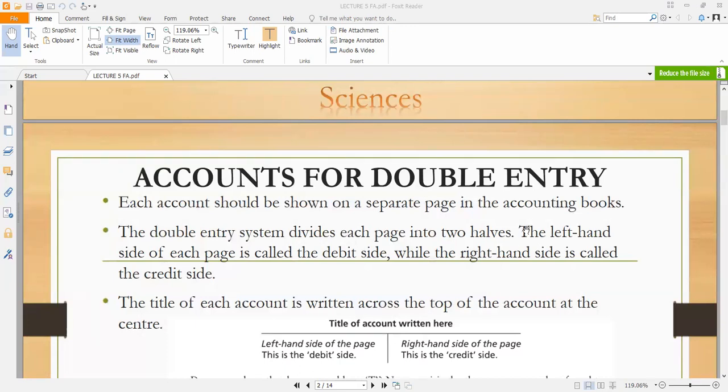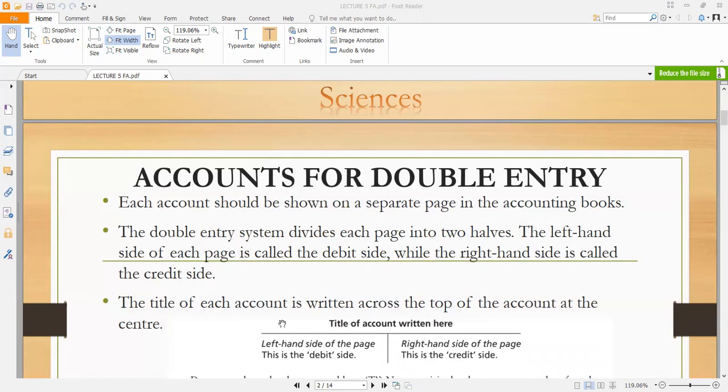Okay, so now the double entry system divides each page into two halves. The left hand side of each page is called the debit side. Remember, the left side is called the debit, or DR. While the right hand side is called the credit. Okay, debit and credit.